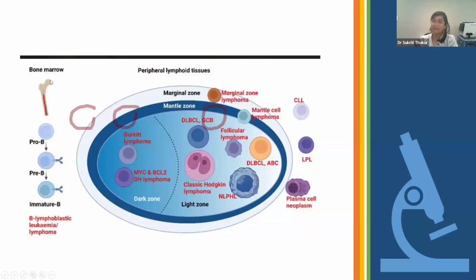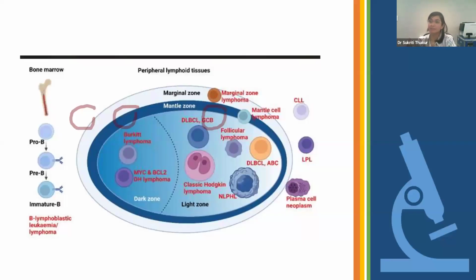Why am I emphasizing the journey of B cells? Because each cell, depending on where it is maturing, has its origin for some disease. My pro B cells or pre B cells, or my immature B cells, which are present in my bone marrow, have more tendency to transform into leukemia or B lymphoblastic leukemia/lymphoma. Once they mature and reside in the lymph node, they have more tendency to become abnormal in the form of lymphomas, that is, mature B cell neoplasms.